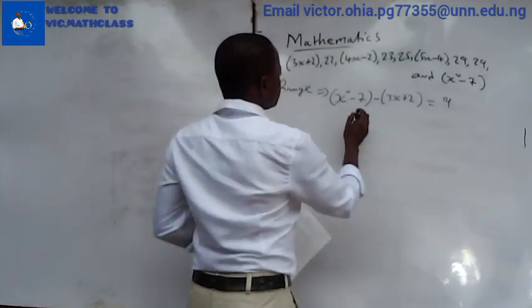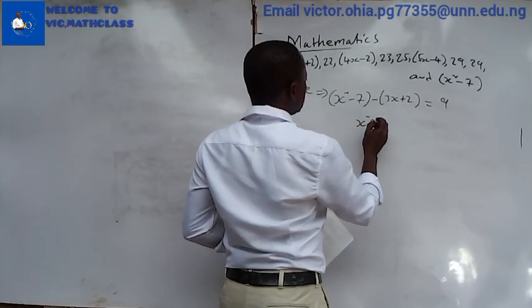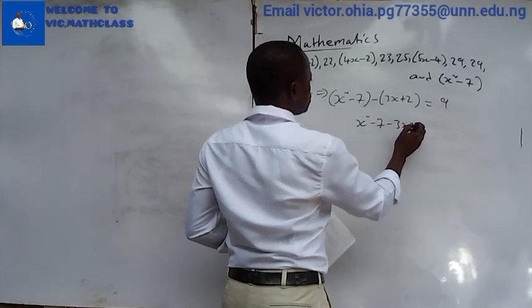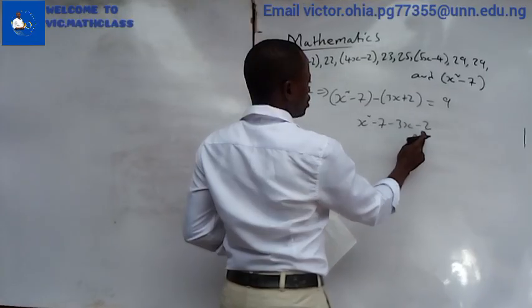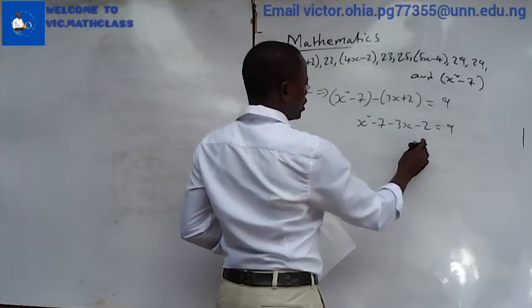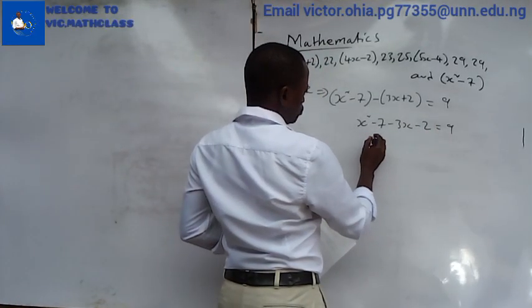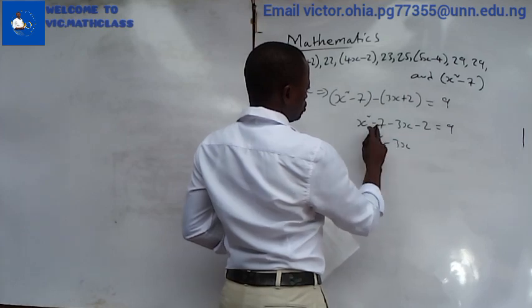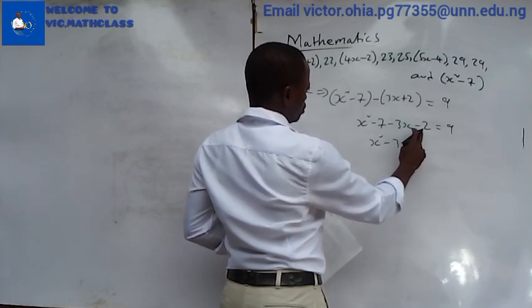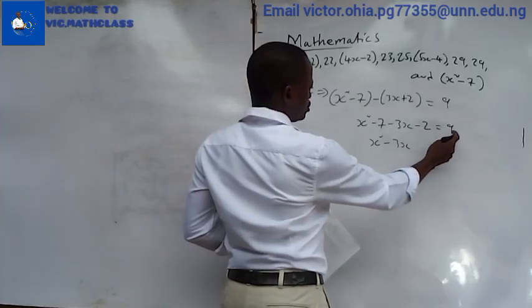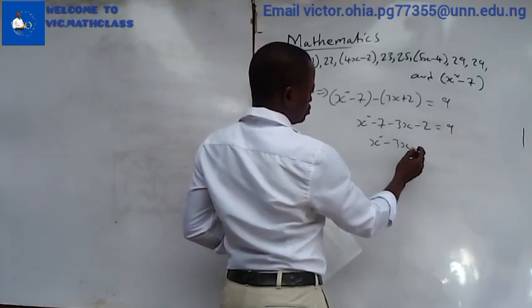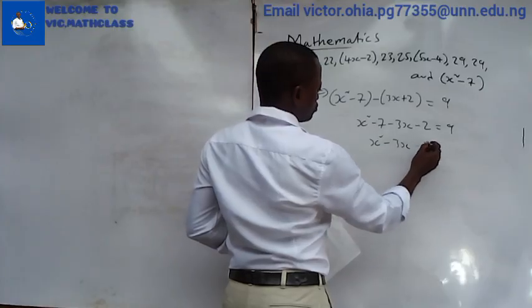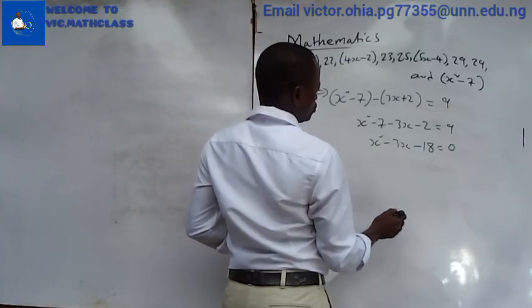So let's simplify this and see what it will give us. x² - 7 - 3x - 2, if you open this bracket, equals 9. Collect the like terms: x² - 3x - 7 - 2 is -9. Then -9 moves over to give -18. So we have x² - 3x - 18 equals 0.